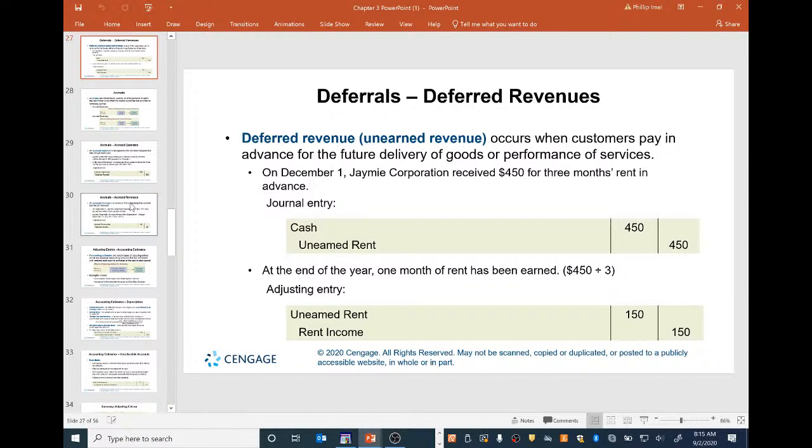So at the end of the year, 1 month of the rent has already been earned, right? Because now the tenant has used that space for one of the 3 months that they prepaid for. So now what we want to do is debit the unearned rent that we originally set up here as a liability because we need to reduce that liability, right? Showing that we do not owe them for 3 months, now we only owe them for 2, right? So we've reduced that, and then we credit rent income, right? Because we've earned that money because we fulfilled our obligation of whatever the contract was. Make sense?